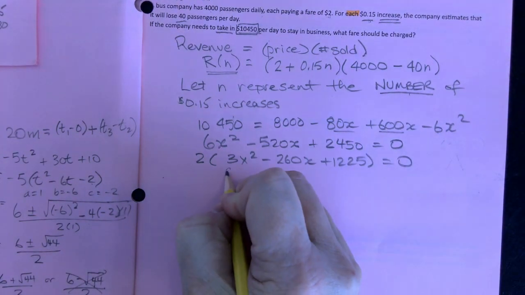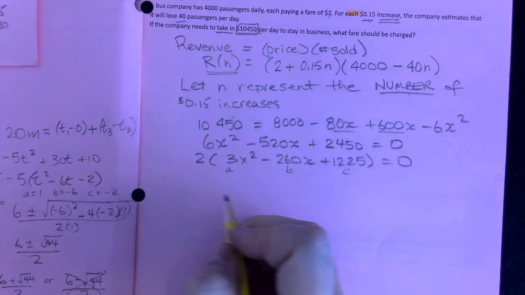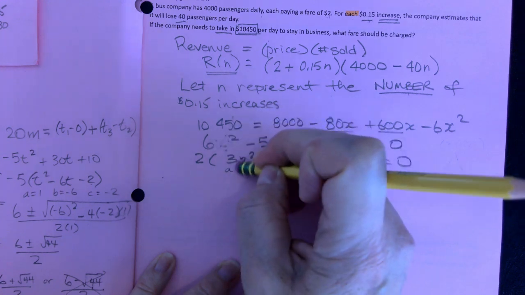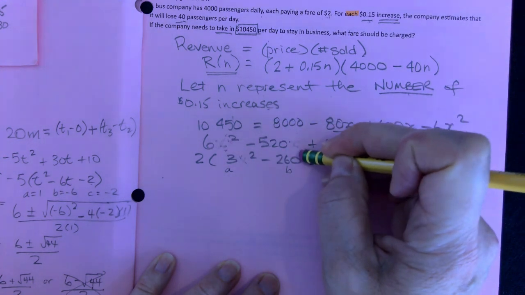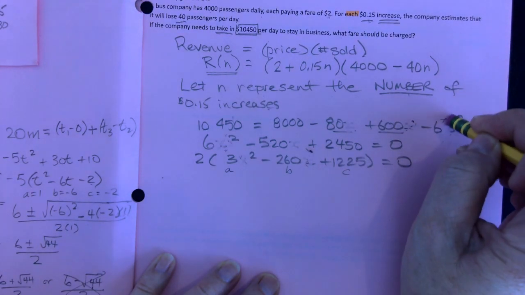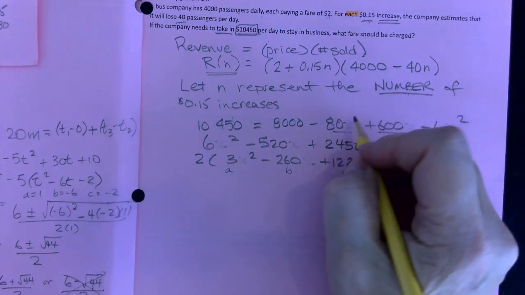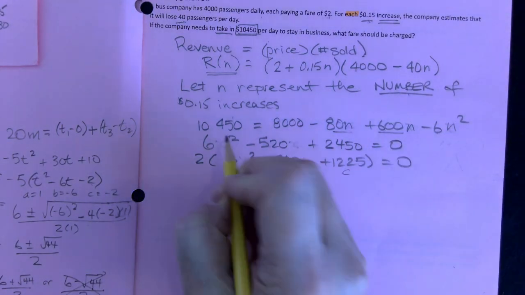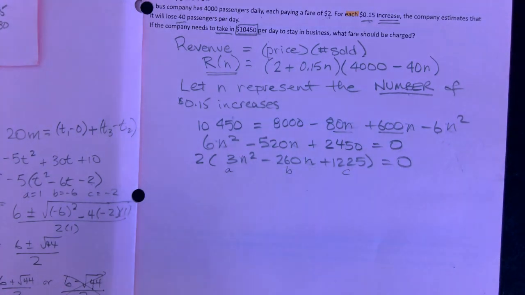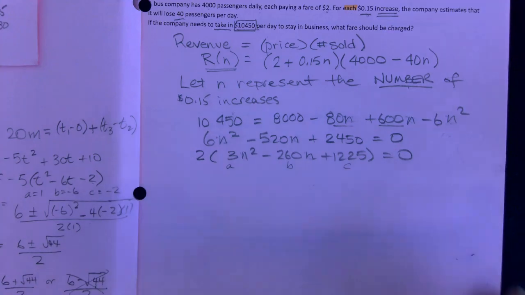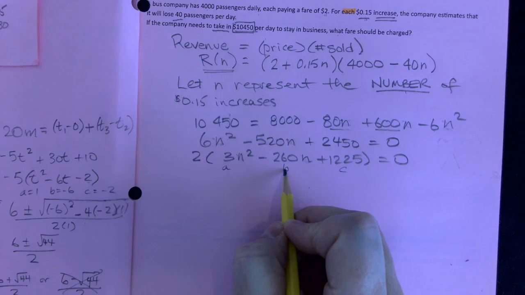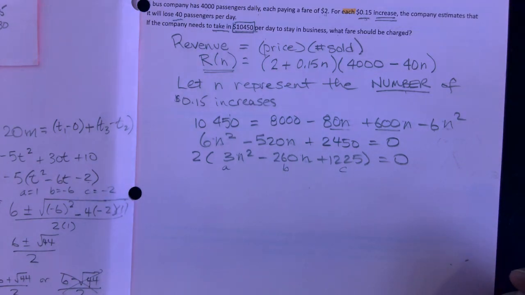So let's go ahead. Here's my A, here's my B, here's my C. Oh, I changed to X, didn't I? Darn it. Let me go back to N's since that's how I wrote my let statement. That's better. Okay. So my A is 3, my B is negative 260, and my C is 1225.